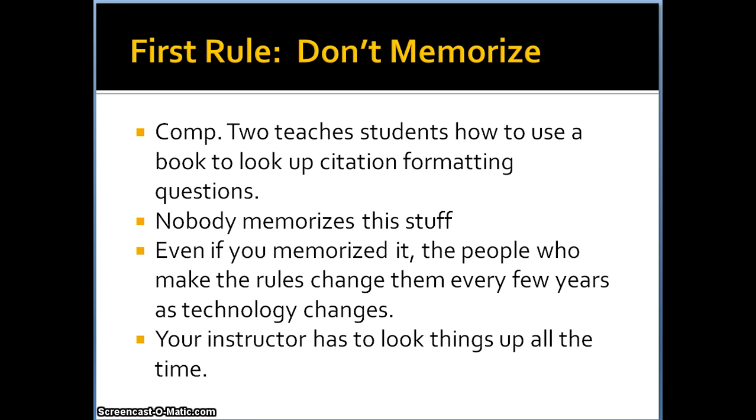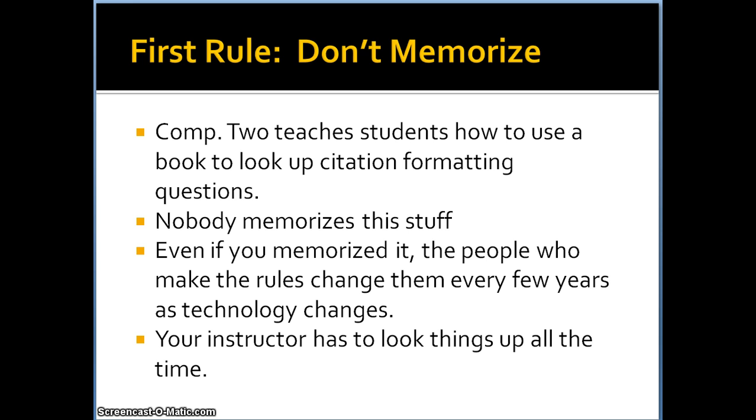Every once in a while the people who make up these rules will just think about how technology has changed and they'll change the way we do the citations. And so when they do that, you just have to look everything up anyway, so don't memorize it, just look it up. So how do we look things up?